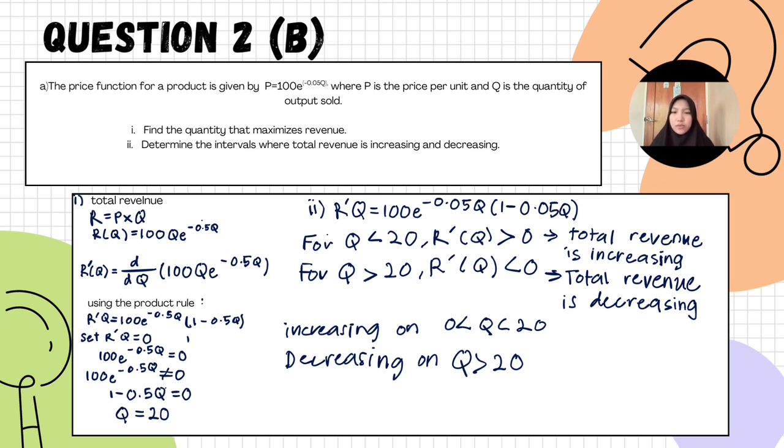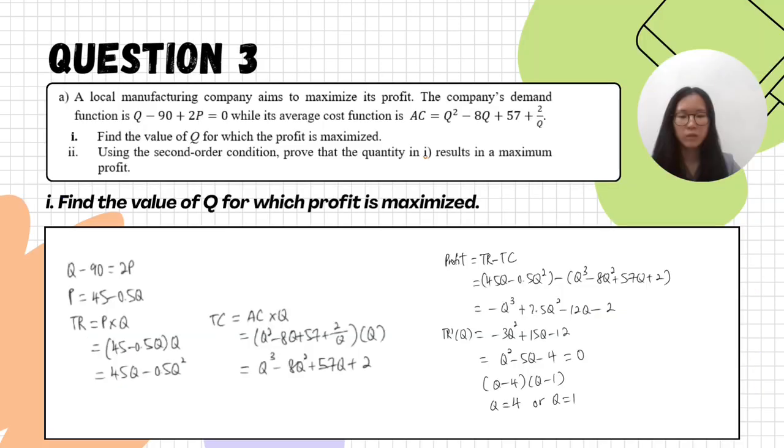Next, we determine where total revenue is increasing and decreasing. When Q is less than 20, the derivative is positive, so total revenue is increasing. When Q is greater than 20, the derivative is negative, so total revenue is decreasing. Total revenue is increasing from 0 to 20 units and decreasing when the quantity is greater than 20 units. Therefore, the maximum total revenue occurs at Q equals 20.